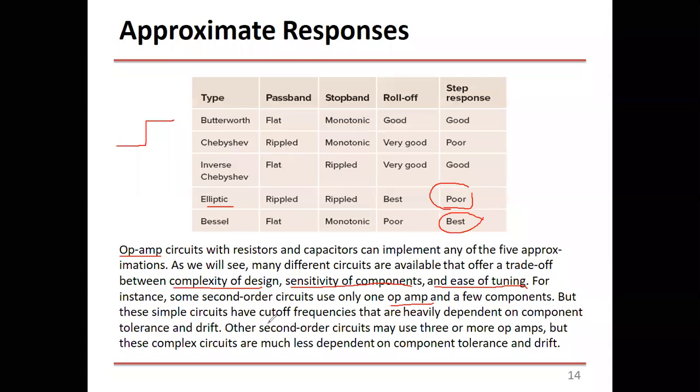Despite having this simple circuit, they have a cutoff frequency that's heavily dependent on the components, as I mentioned. You know, they are simple in the circuit, so you have to compromise between the simplicity or complexity of the circuit and the sensitivity to the components. So the circuit might be simple, but it's very sensitive to the variations or the error in the components. Some other circuits need more op-amps, but they are easy to tune or less dependent on the component variation and so on. So this is what we're gonna see now.